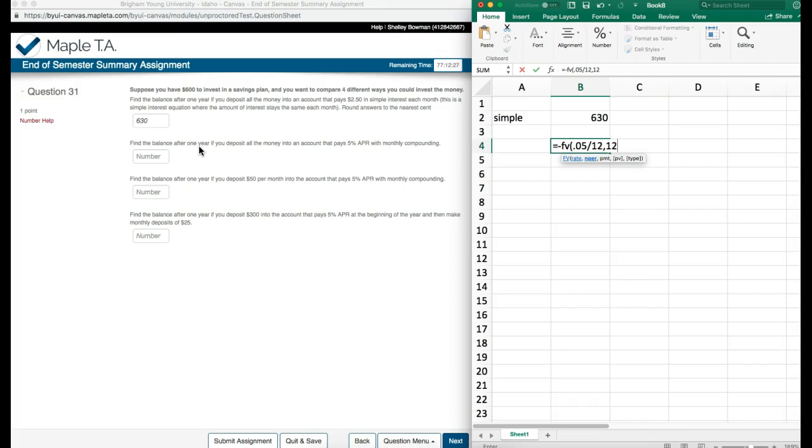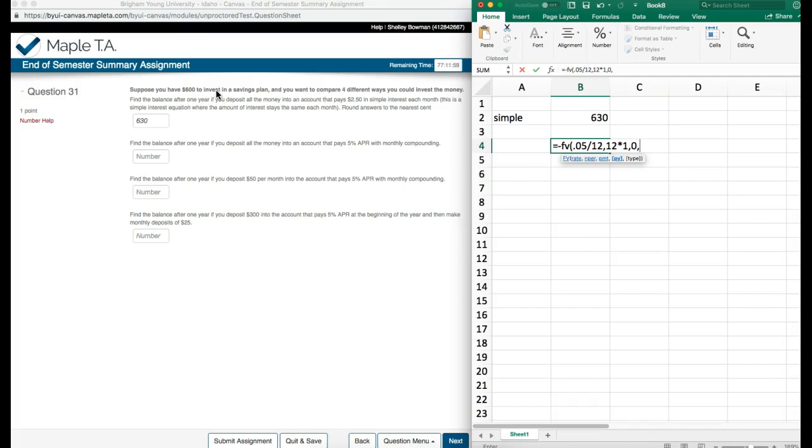However, if I were doing more than 1 year, I would take that 12, which is 12 months in a year, and times it by the number of years. In this case, it's 1, so I'll just leave that there, especially if you have different numbers than I do. The present value of our account is $600. Oh, whoops, I'm sorry. It says payment. Find the balance after 1 year. We are not making any payments in here, so that's going to be 0. I apologize, I got ahead of myself.